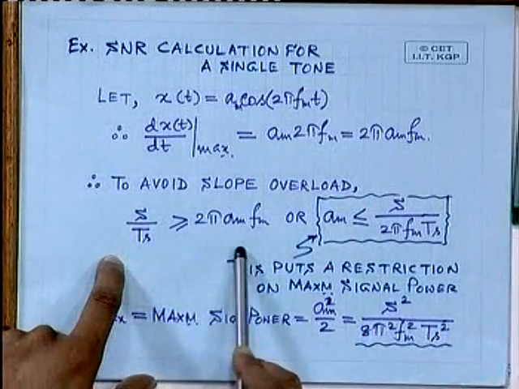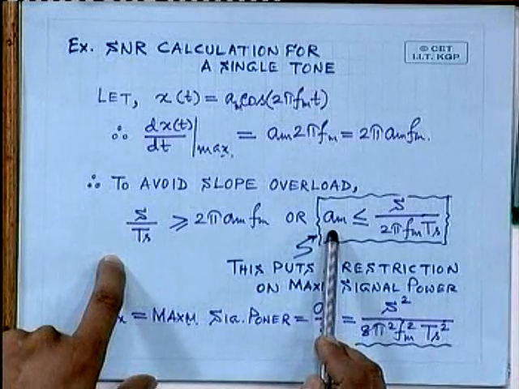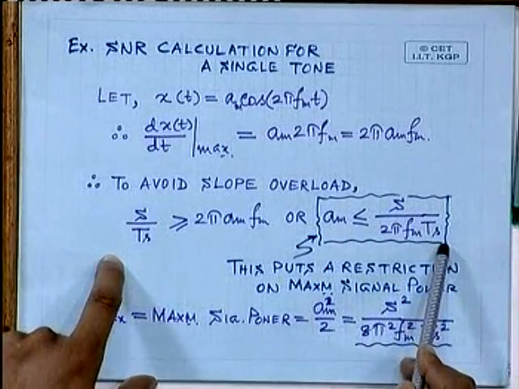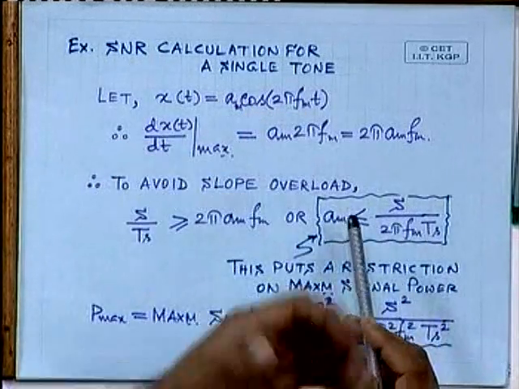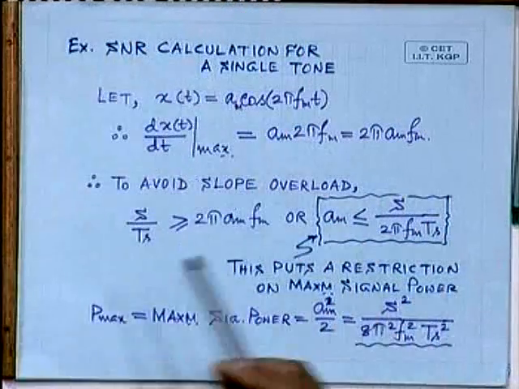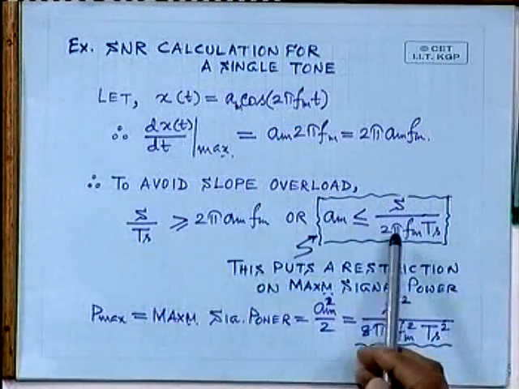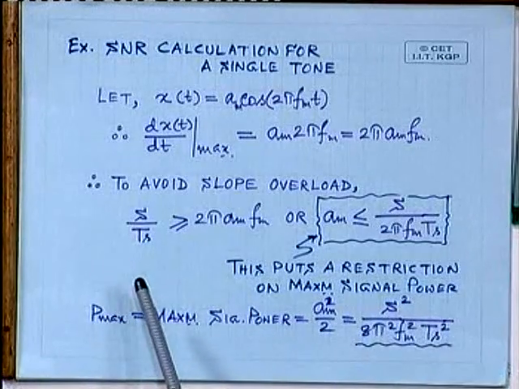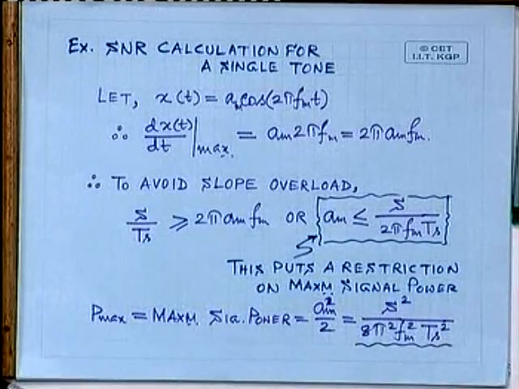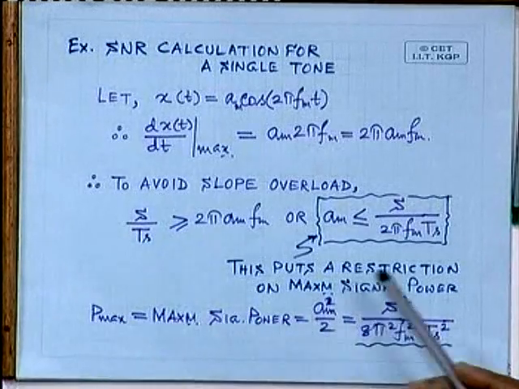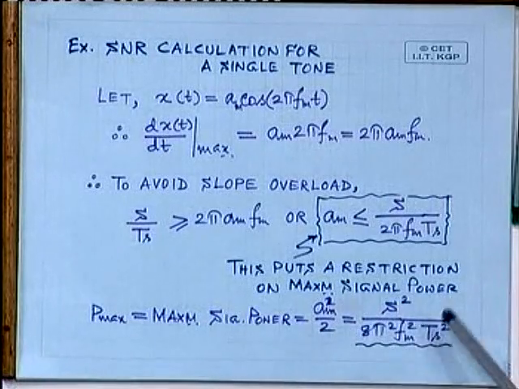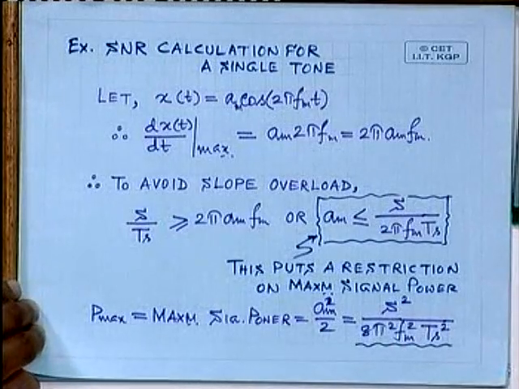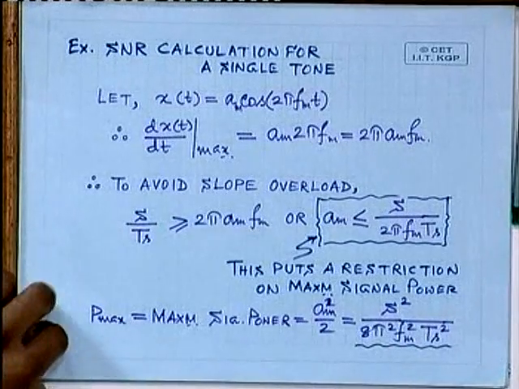If I follow this inequality, that means Am, the corresponding peak amplitude, is less than s by 2 pi fm Ts. Even for this frequency fm, which may be the maximum frequency you choose for the signal, maybe 3.4 kilohertz for the speech signal, Am is this much, which puts a restriction on the maximum signal power. And what is the associated power? Because it is a sinusoid, the associated power ultimately is Am square by 2, which is s square by 8 pi square fm square Ts square. Fine. So we have an expression for the signal power.